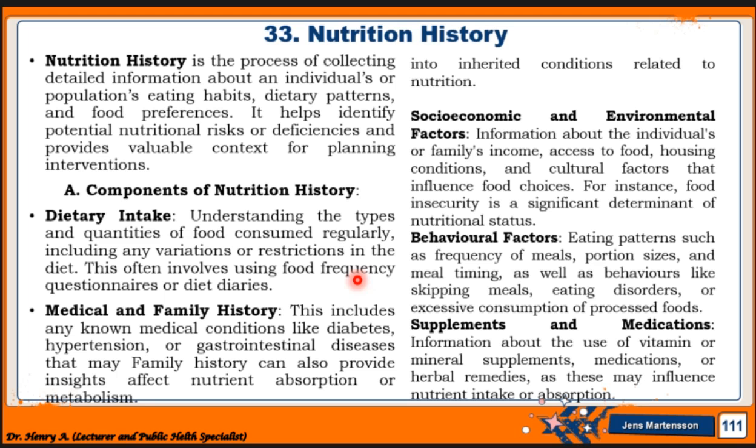Other components of nutrition history include socioeconomic and environmental factors. Now, information about the individual's or family income, or the access to food, or the housing conditions, and the cultural factors that influence food choices. That's what socioeconomic and environmental factors will provide, to give you the information about the individual in terms of the family income, access to food, and other conditions. For instance, food insecurity is a significant determinant of nutritional status. Very significant.